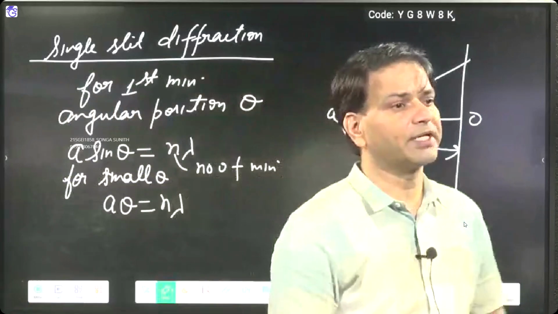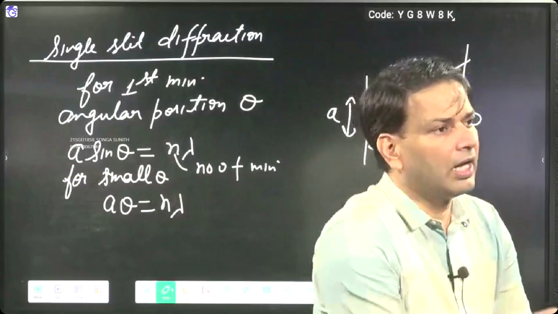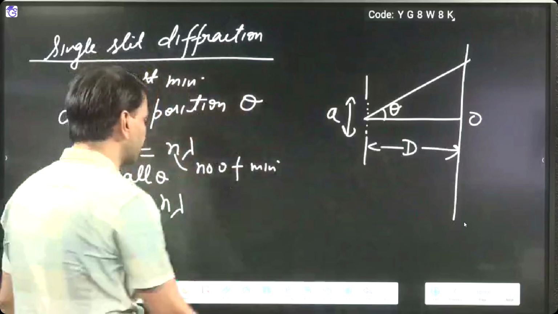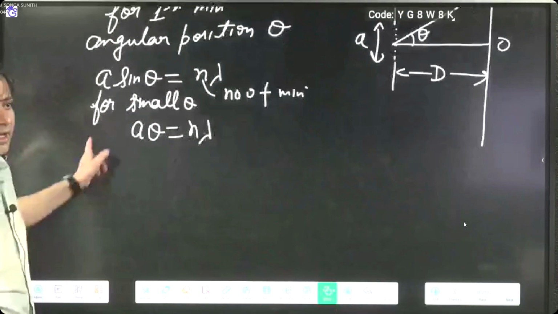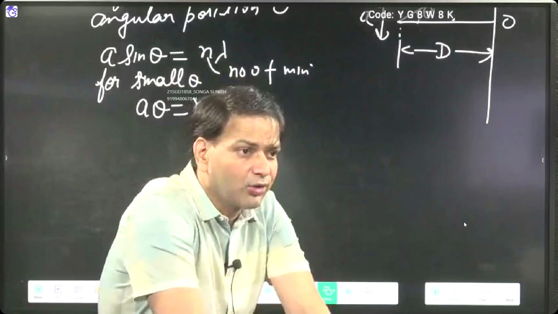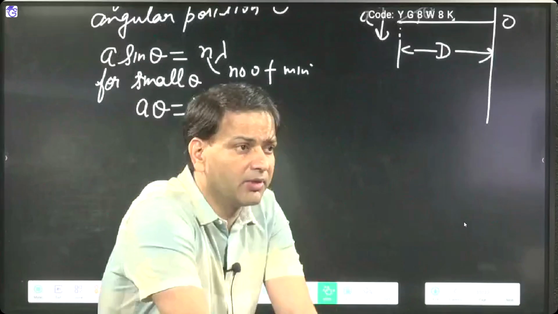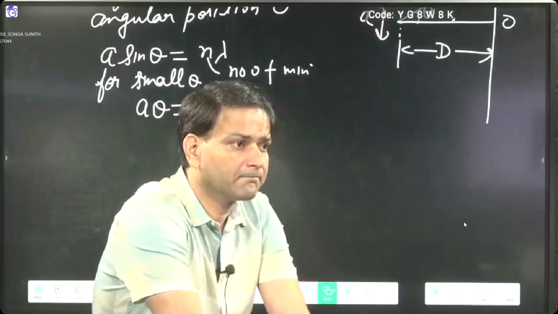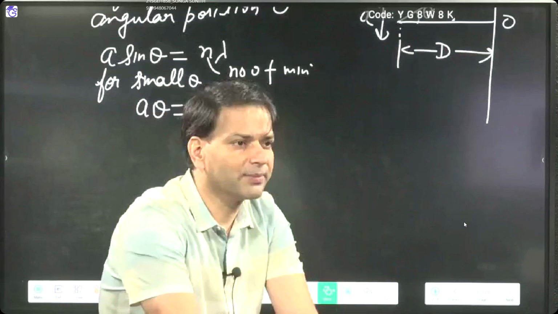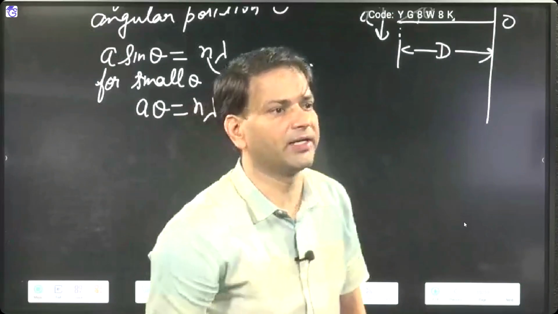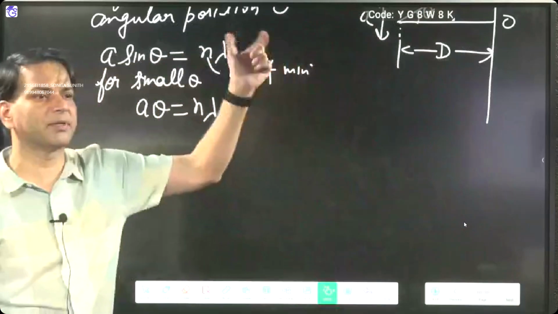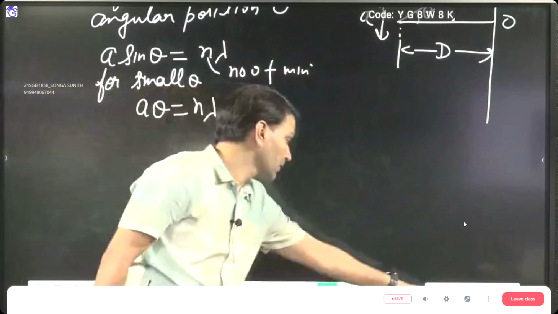What is the angular separation between the first and third minima? The answer is 2 lambda by a. Why? First is lambda by a, third is 3 lambda by a, so the angular separation between them is 2 lambda by a. Very good.